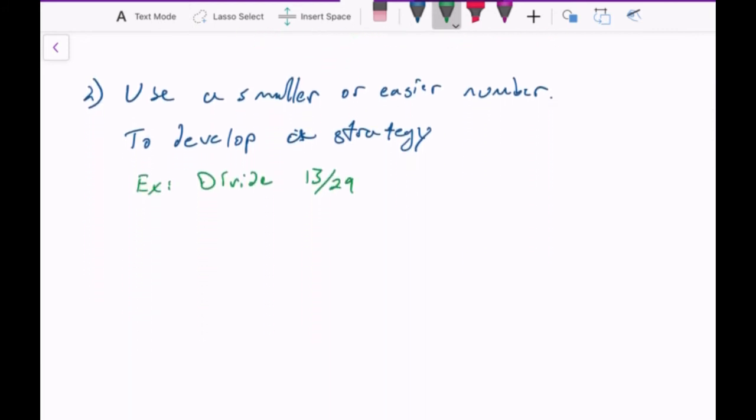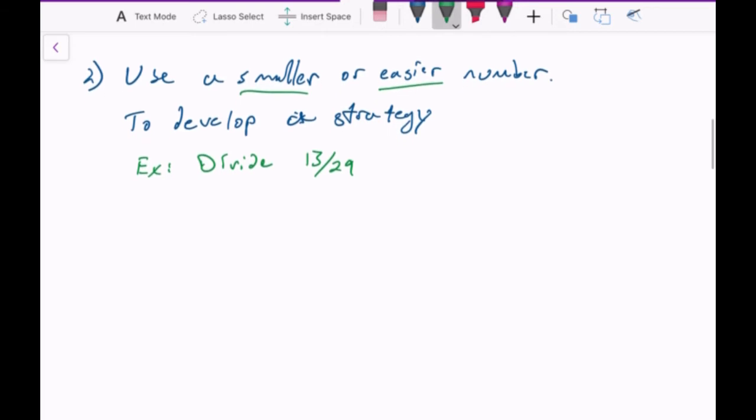Okay, let's look at a different way to solve an easier related problem. You can use a smaller or an easier number to develop a strategy, and then once you have the strategy, go back and solve the harder problem. So for example, if I wanted to divide 13 by 29, and I don't remember in my calculator, do I plug in the 13, hit the divide button, and do 29? Or do I plug in 29 first, hit the divide button, and type 13?